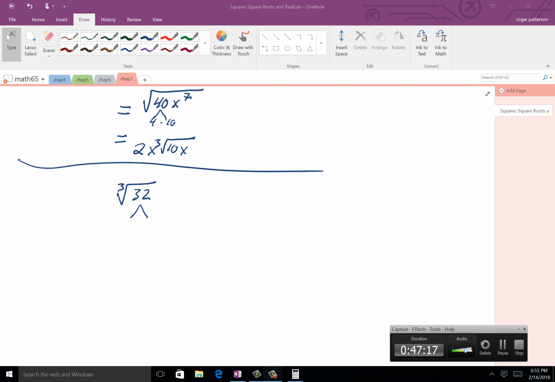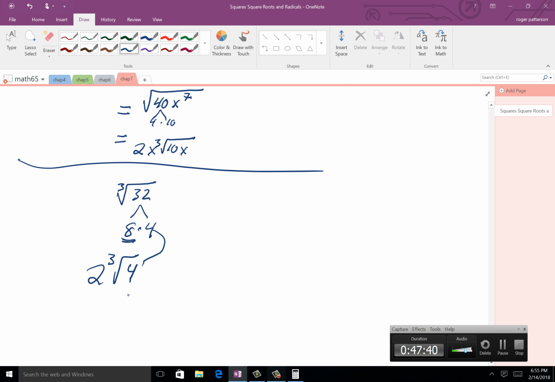So this is going to be 8 times what number goes into gives us 32? 8 and 4. Okay. Now it's a cube root. So we can take the cube root of 8. What is that equal to? 2 is going to be on the outside. Cube root, this 4 comes down here.